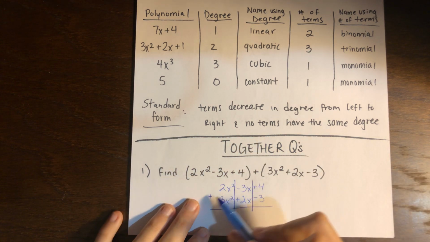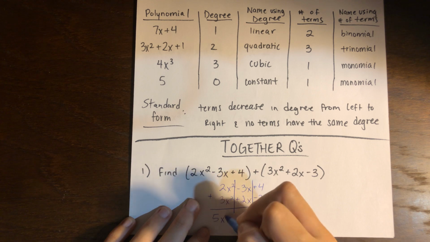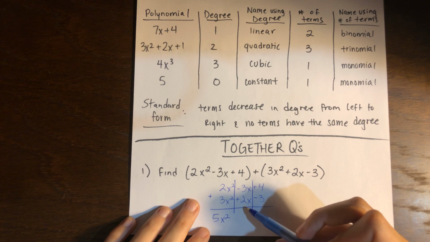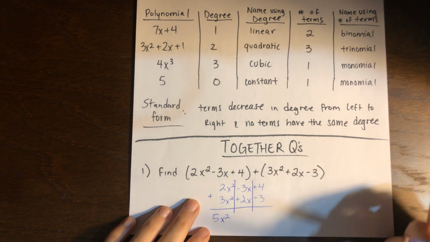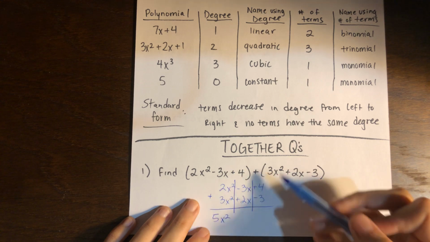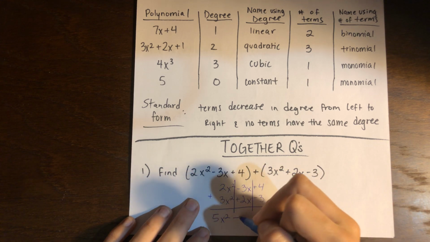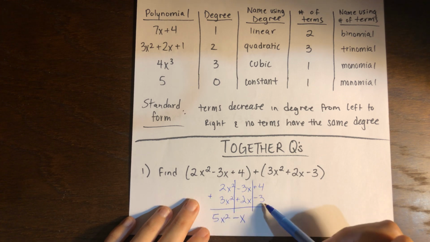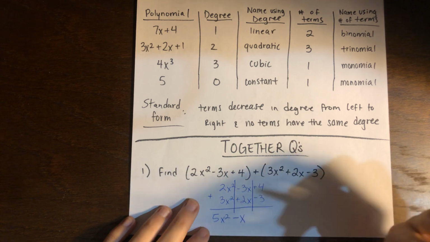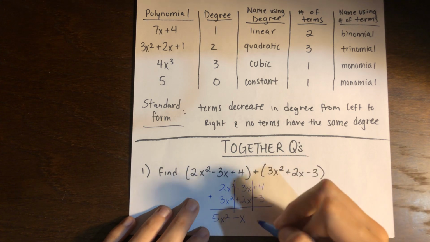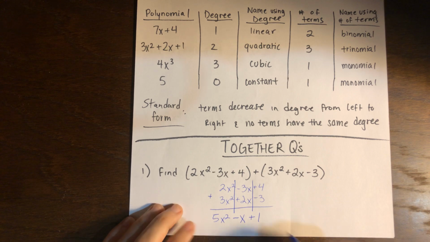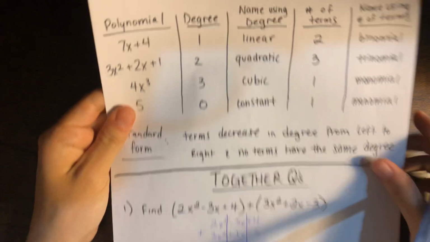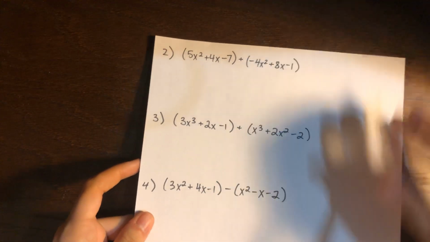Okay, so 2x squared plus 3x squared is 5x squared. Then we have negative 3x plus a positive 2x. So you owe me $3 and you pay me back 2. So you still owe 1, so this is just minus x, negative 1. And then 4 plus a negative 3. You type that in the calculator, or you do it in your head, mental math. 4 minus 3 is 1, positive 1. So our answer is 5x squared minus x plus 1. Okay, let's do the rest of these.